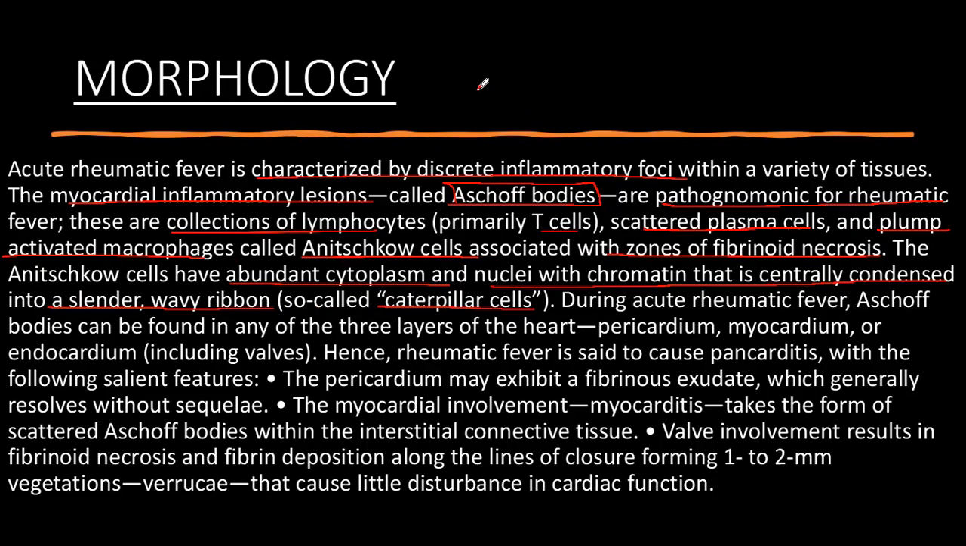When you look at the nuclei of these Anitschkow cells, the chromatin will be slender and wavy like this. So you will see a cell, and within the nucleus you will see that, and they will have a large cytoplasm. This is the reason why they are known as caterpillar cells, because the chromatin looks like a caterpillar. Now, during acute rheumatic fever, Aschoff bodies can be found in any of the 3 layers of the heart.